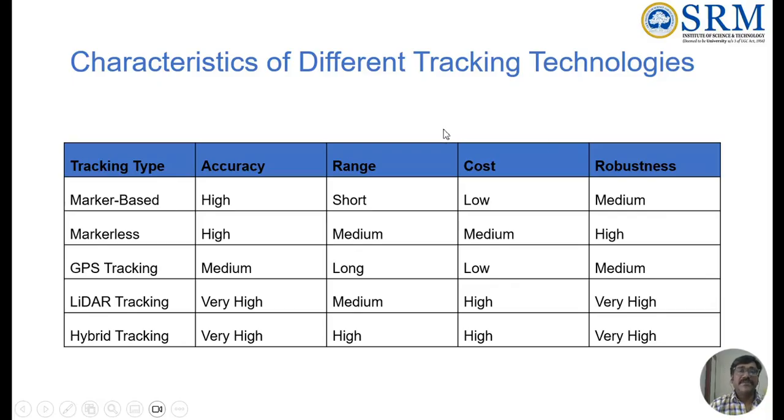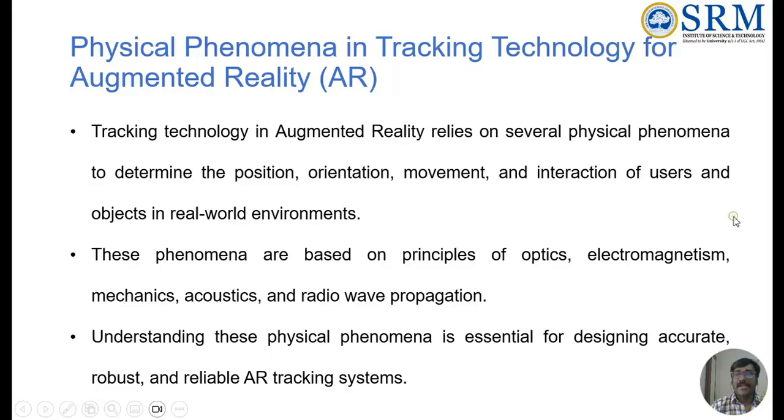So the characteristics of different tracking technologies like marker-based, markerless-based, GPS tracking, LiDAR tracking, and hybrid tracking (accuracy, range, cost, and robustness) are compared in detail. The accuracy is high in marker-based tracking, and hybrid tracking also has very high accuracy. Robustness is also high in hybrid tracking, and the cost effectiveness is very high in hybrid tracking.